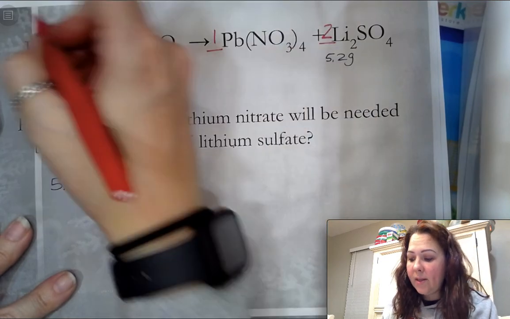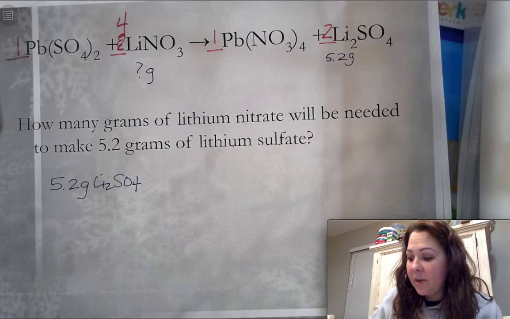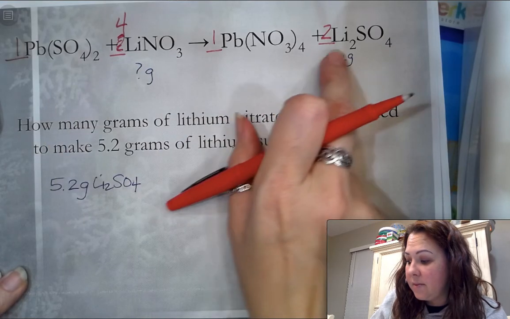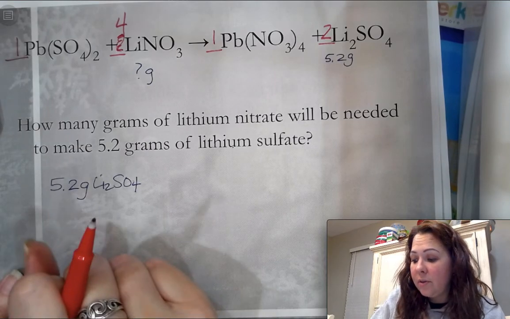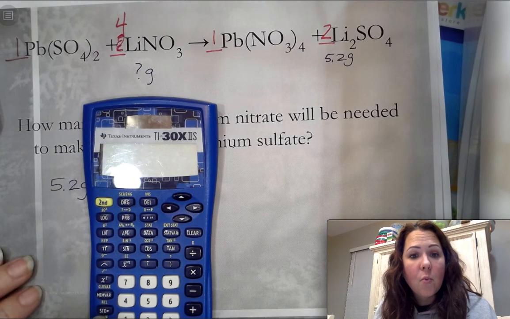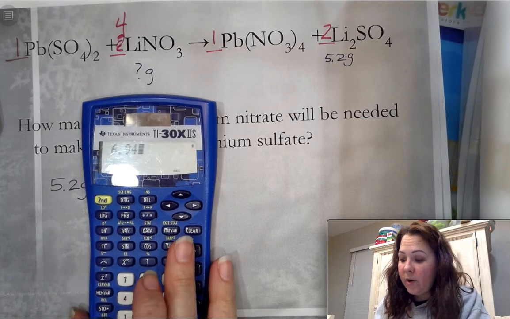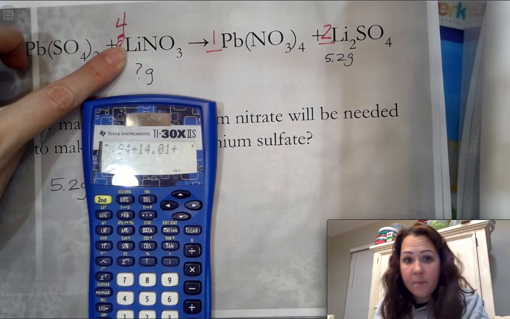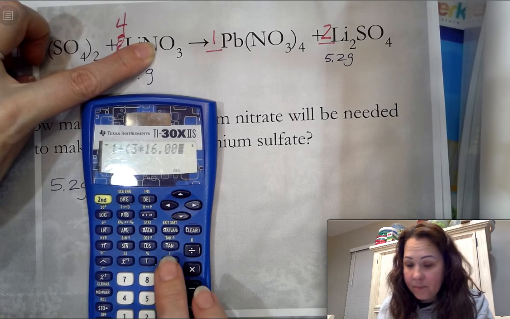They're ghosts, but I'm going to write them because I might need them for my mole ratio. Now the 2 molar masses that I need, I'm going to have to find the molar mass of lithium nitrate, and I need to find the molar mass of lithium sulfate, because those are the 2 components that I'm looking for in my reaction. So I'm going to do lithium nitrate first. So I'm going to find the mass of lithium on the periodic table. When you locate lithium on the periodic table, it has a mass of 6.94. There's 1 of them. Plus the mass of nitrogen, which is 14.01. Plus the mass of my 3 oxygen, which is 16.